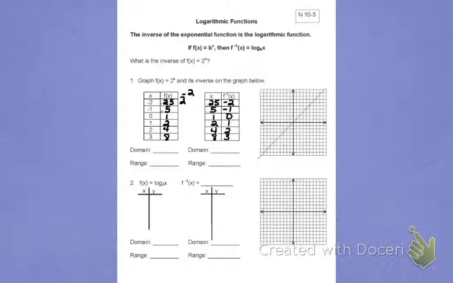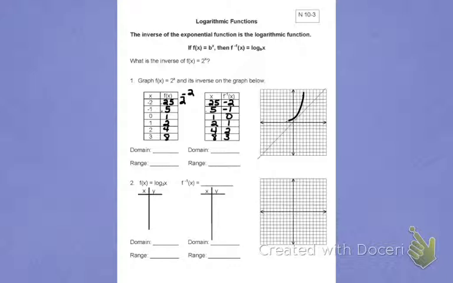Alright, so let's go and try to graph some points. We have negative 2 at about a quarter. And then negative 1 at about a half. Okay, 0 we're at 1. 1 we're at 2. 2 you're at 4. Okay, and 3 at 8. Right there.